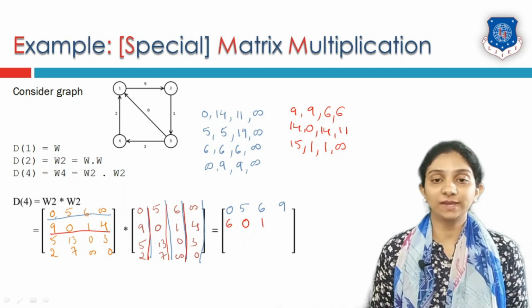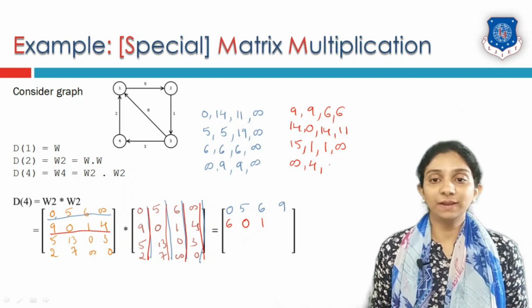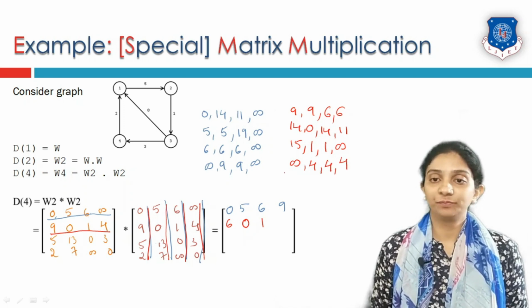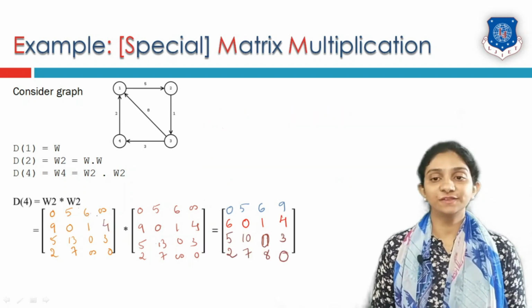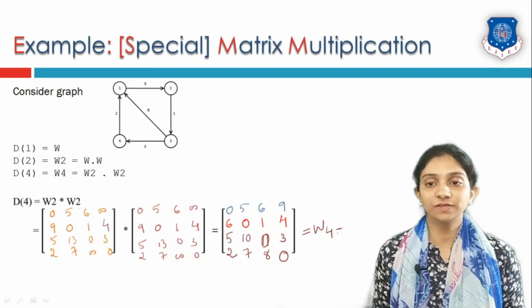Now work with second row and fourth column. 9 plus infinity is infinity. 0 plus 4 is 4. 1 plus 3 is 4 and 4 plus 0 is also 4. So minimum value over here will be 4. So this is the final table W4, which is equal to distance matrix 4.